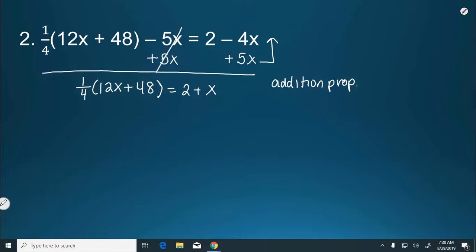From here, now I'm going to use the distributive property to get rid of the parentheses. 1/4 of 12 is like 12 divided by 4, so it's 3x. A fourth of 48 is 48 divided by 4, so that's 12, equals 2 plus x. And that's the distributive property again.